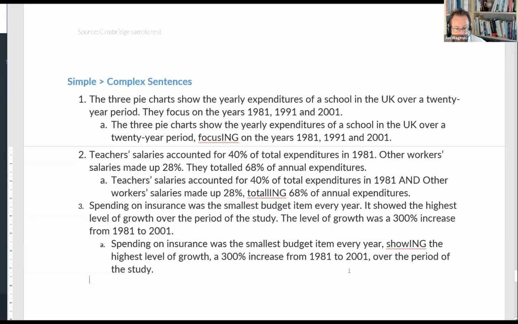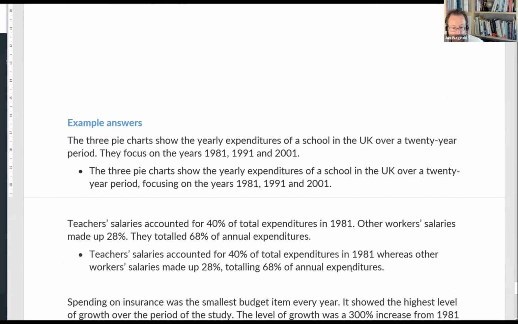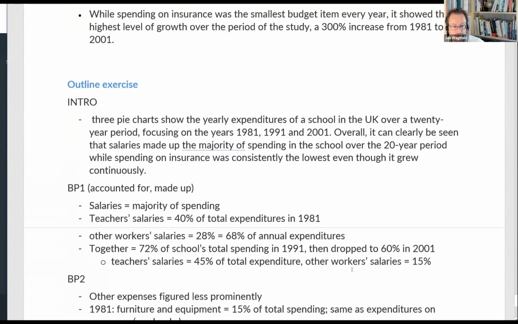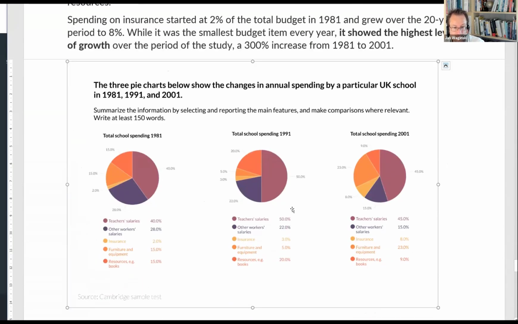Okay, last part. There are some example answers. We're going to do our outline exercise, and that's what we're going to wrap up with today.